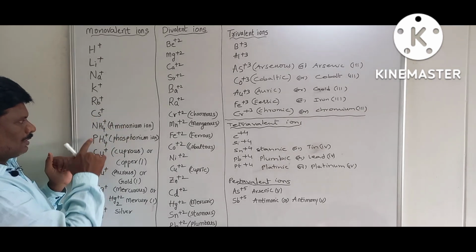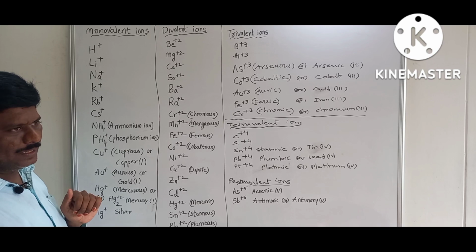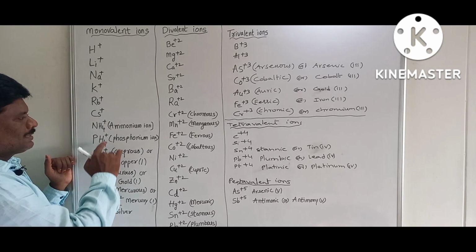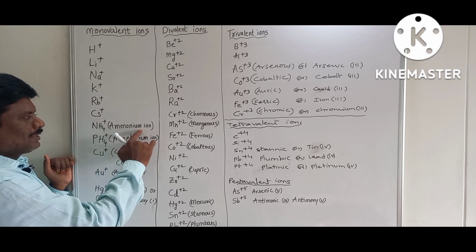Next, compound ions are present. If compound ions contain a positive charge, the name of that ion ends with -ium.